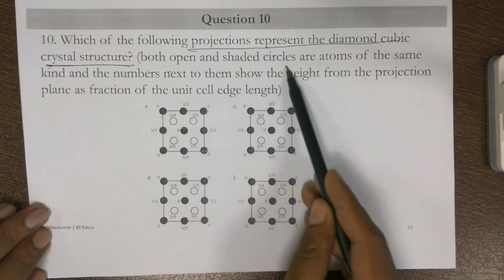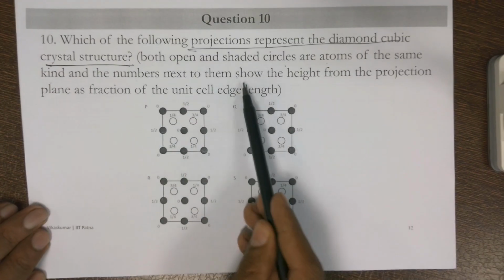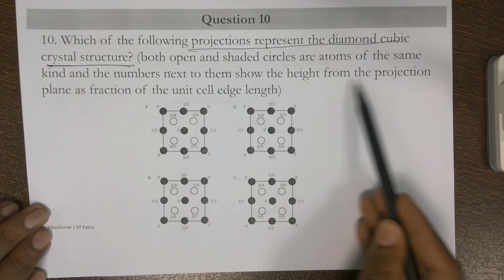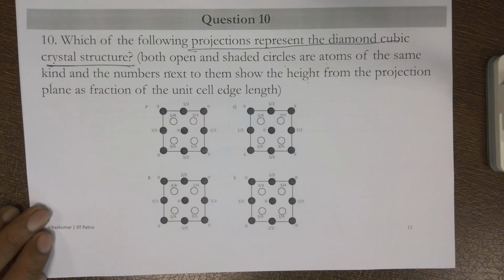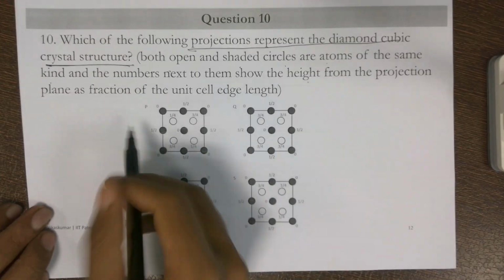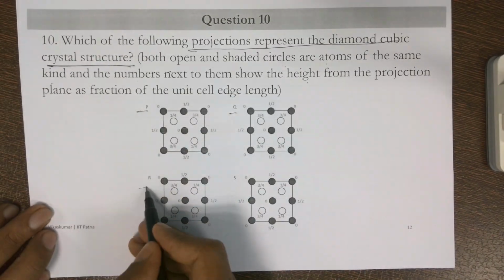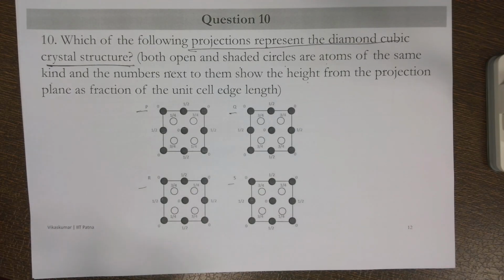Both the open and the shaded circles are atoms of the same kind, and the number next to them shows the height from the projection plane as a fraction of the unit cell height h. So among these P, Q, R and S, which of them is going to represent the diamond cubic structure? This is the question. Let's try to answer it.